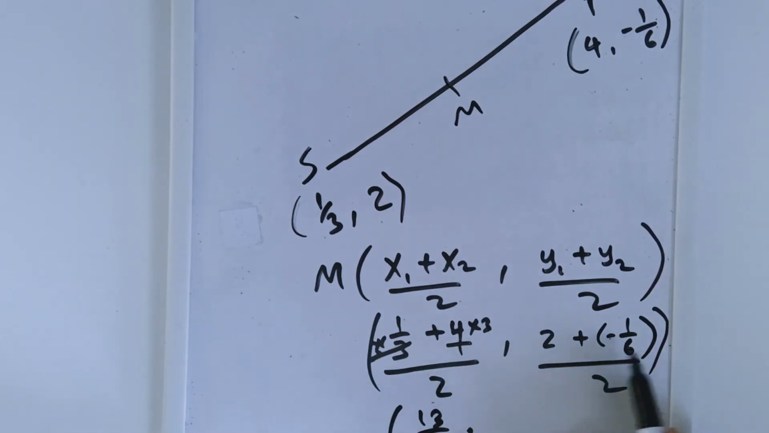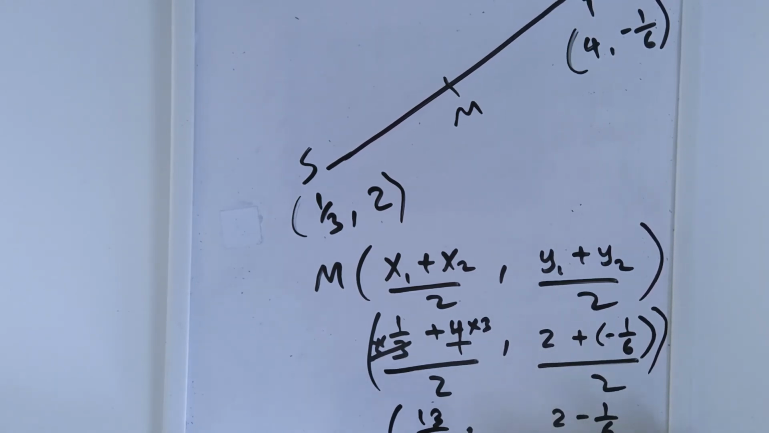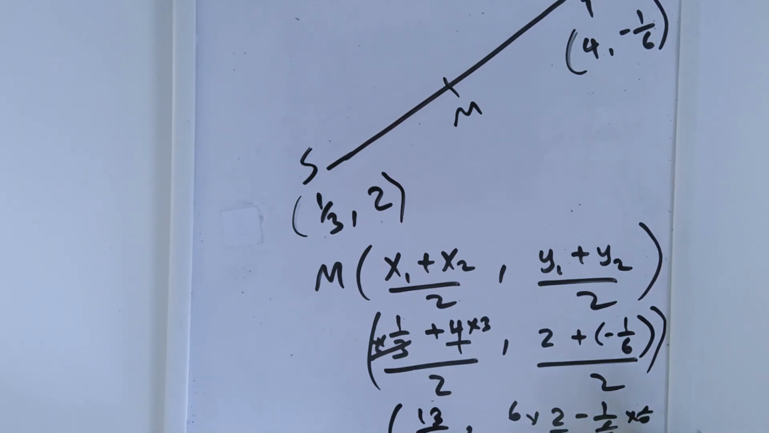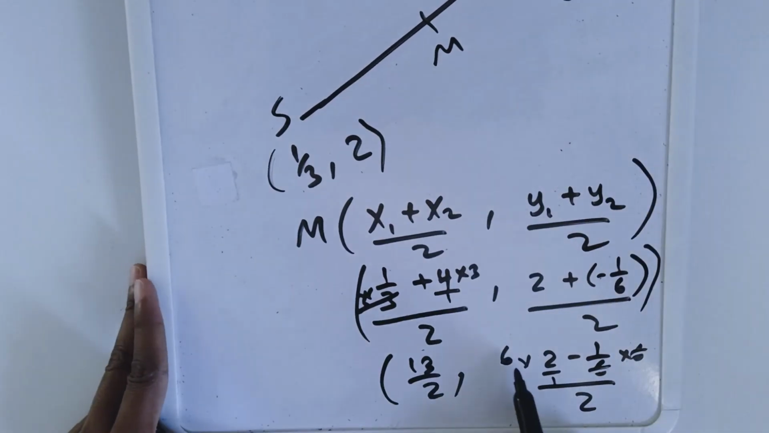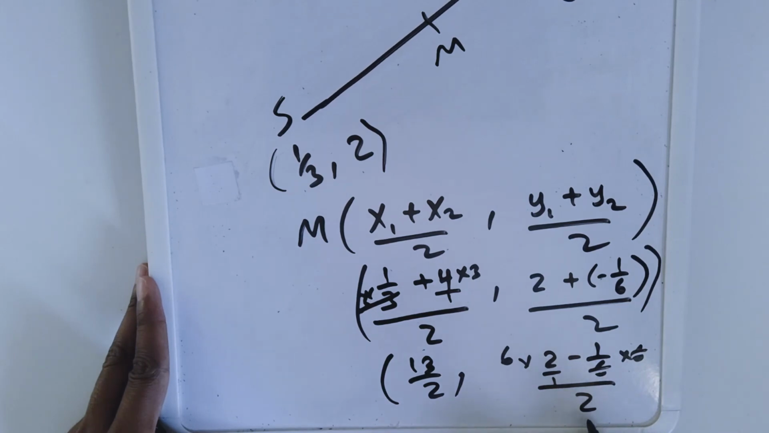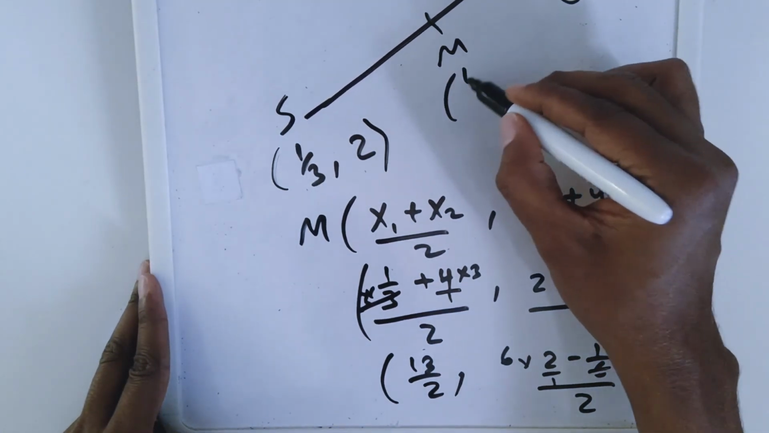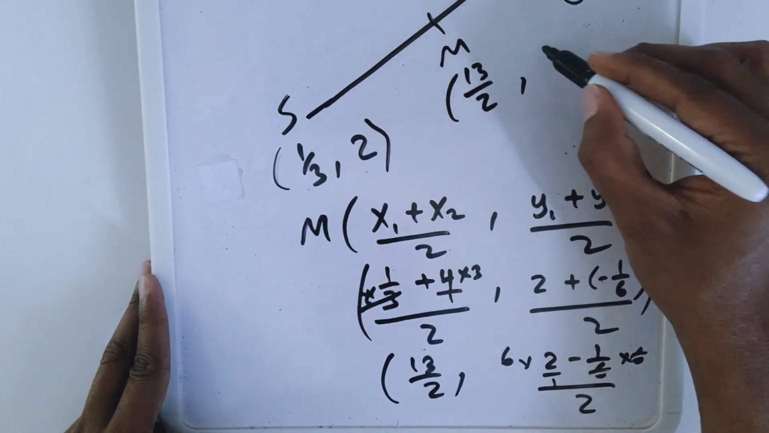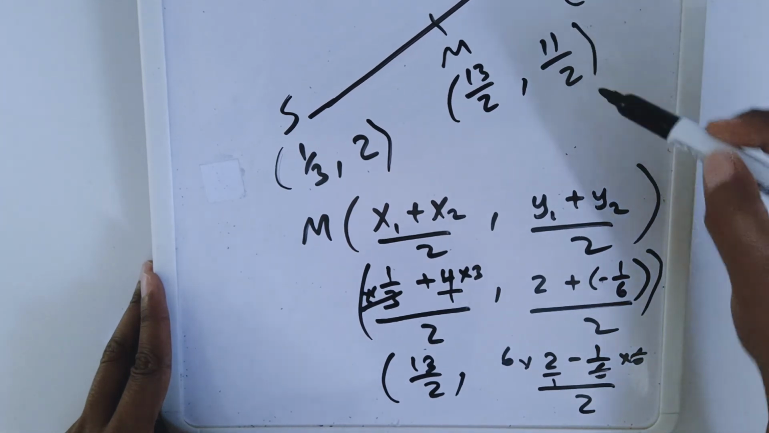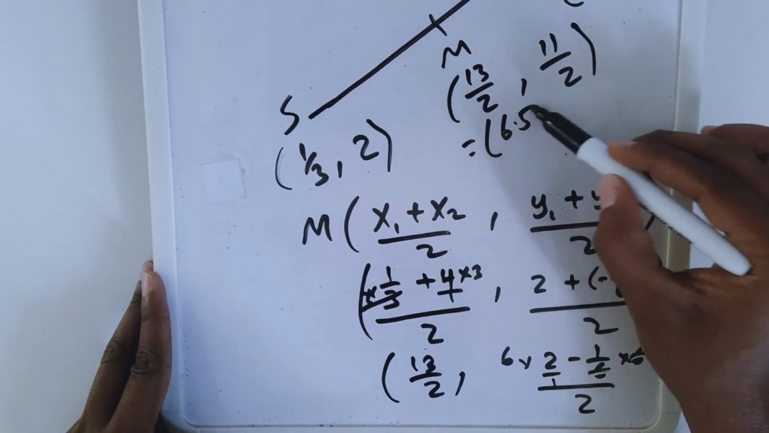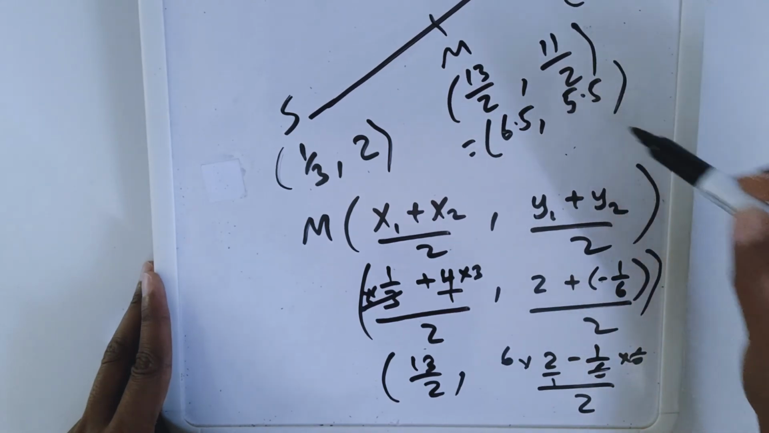So how about this one? Here, if you distribute this, you have 2 minus 1/6 divided by 2. You also multiply 6 here. That is 6 times 2 is 12. 12 minus 1, this 2 will cancel. So 12 minus 1, that is 11. 11 divided by 2. So in general, I have my midpoints as 13/2 and 11/2. Okay, so this gives me 6.5 and this is 5.5.